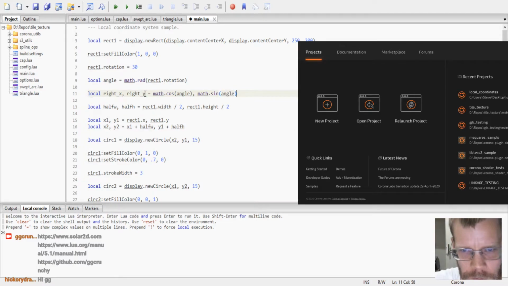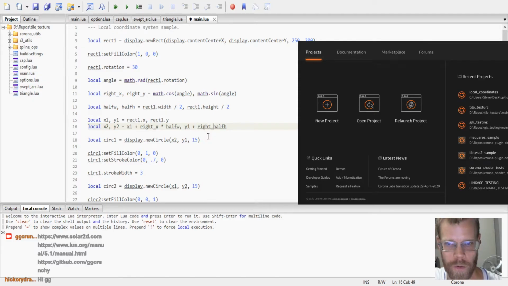So I think we'll have to. I think we'll want to negate that, but I'll demonstrate the issue first. So yeah, in this case, we want to multiply x by right x times half width and right y times half y. So it incorporates the x-axis and the y-axis both. And let's see what we got with this so far.